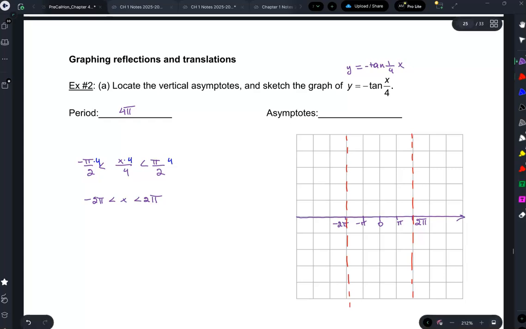Okay, so the asymptotes are x equals plus or minus 2 pi. Okay, center goes on the 0. Now, there is a reflection. So to the right, where do I go? Down 1. To the left, up 1. Don't forget your y-axis.